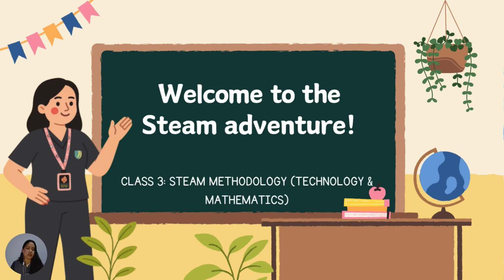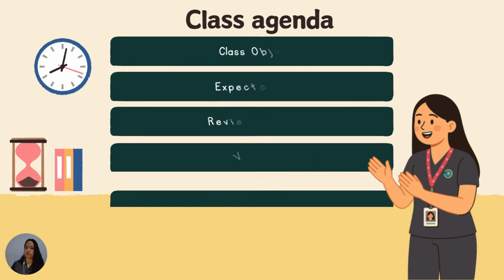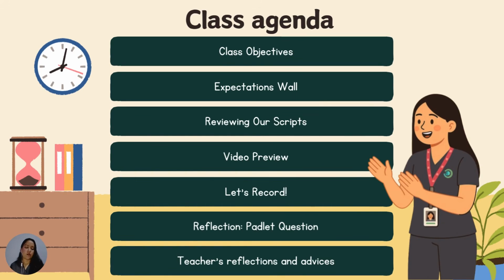Well, for this lesson, we have an agenda. We are going to start with the class objectives, then an expectation wall, reviewing our scripts, then a video preview, then we're going to record. This is the key activity of our lesson. Then we're going to have a reflection question for the students, and as in all of our videos, we are going to have a teacher reflection and some advice for you.